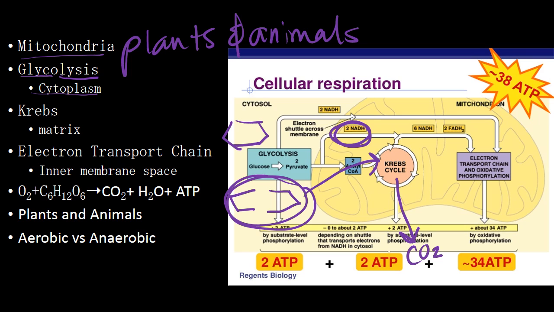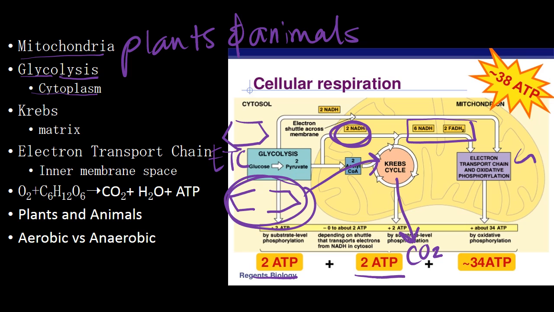So now that I've broken down glucose completely and it's back to carbon dioxide, I've made 2 ATP in glycolysis, 2 ATP in Krebs, and the most important thing I get out of Krebs that's happening in the matrix is I actually get more electron carriers. So after Krebs, these electron carriers are going to be used in our third part, the electron transport chain, also known as ETC. Where does ETC happen? It happens in between the inner and outer membrane.